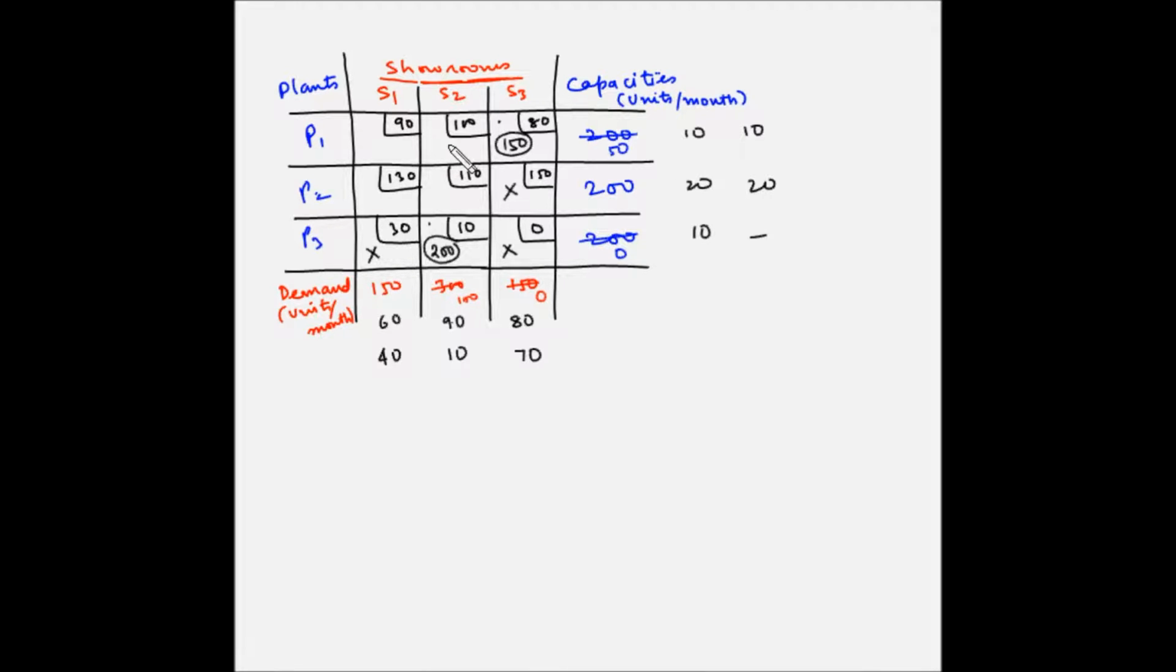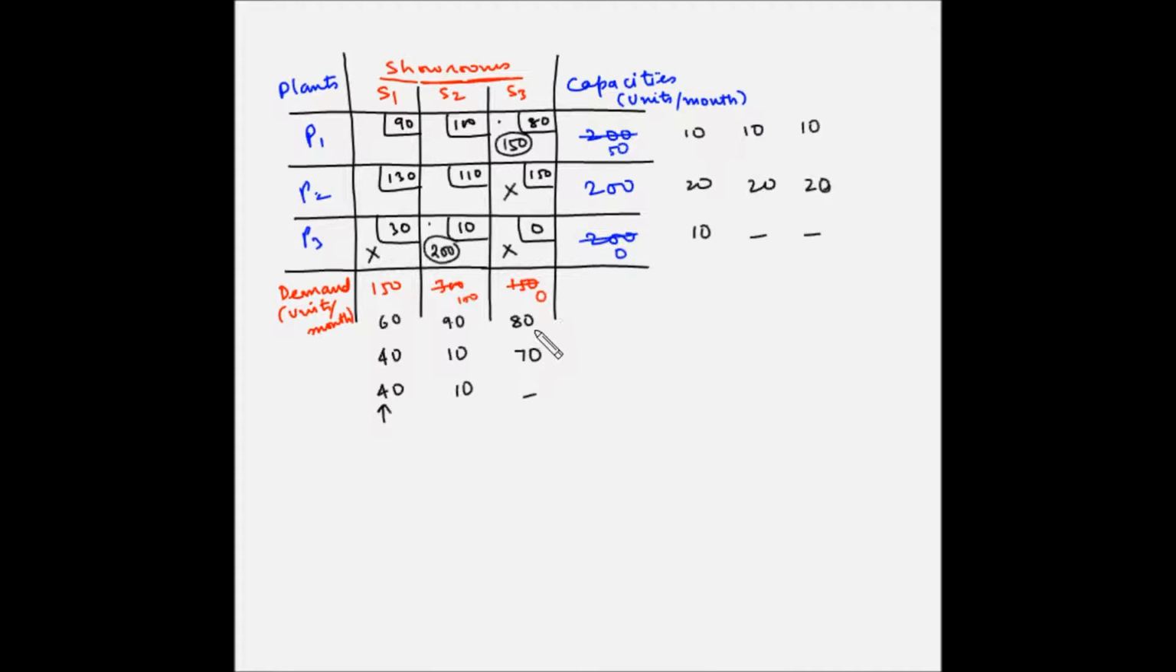So for the first row, the difference is 100 minus 90, which is 10. For the second row, 130 minus 110, which is 20. You can skip the third row. For the first column, 130 minus 90, which is 40. For the second column, 110 minus 100, which is 10. And we can skip the third column. Now we have to find out the row or column with the largest difference, which is the first column.